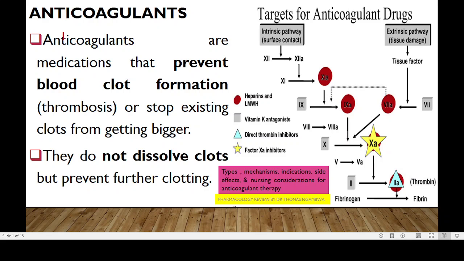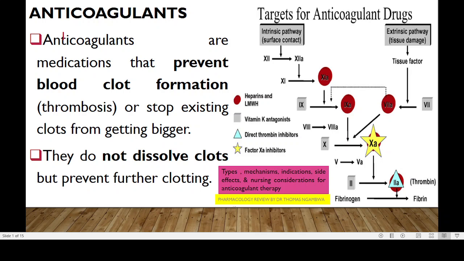These are meds that are used to prevent blood clot formation, what is scientifically referred to as thrombosis. They are also used to stop existing clots from getting bigger. Remember, this is different from other meds that are used to dissolve blood clots, and those will be the thrombolytics, which we have already looked at when we were reviewing the management of pulmonary embolism, especially massive emboli. So these anticoagulants are only used to prevent blood clot formation or stop the existing one from becoming bigger.